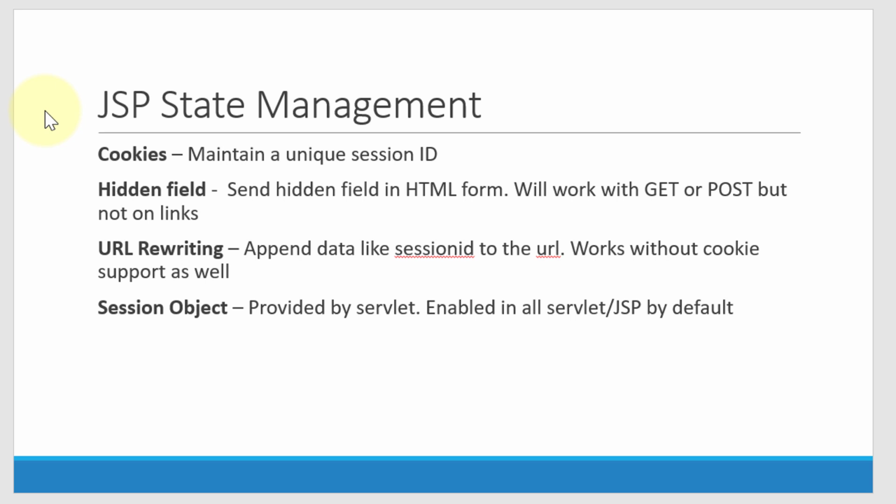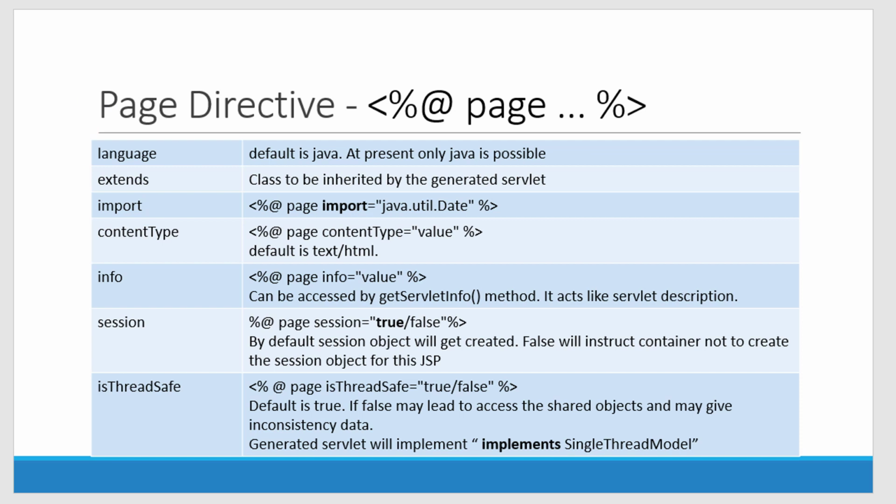And there is an inbuilt option available within the servlet, where the servlet will have a session object created by the container. I can make use of that particular session object to maintain the session between client and server. That is by default enabled in all JSP and servlets. In case I don't want the session object to get created, I can use this page directive that we had seen earlier and make it false, so the session object will not get created. By default the value is true for this particular page directive.